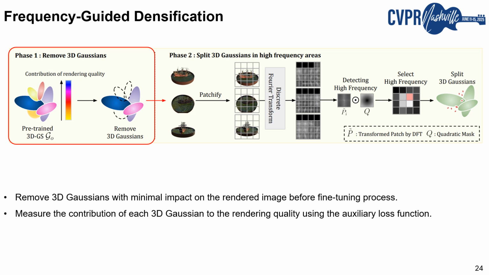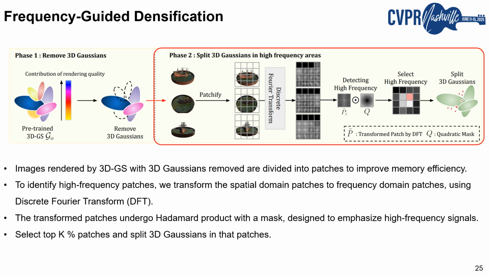In phase 1, we remove 3D Gaussians with minimal impact on the rendered image before the fine-tuning process. The contribution of each 3D Gaussian to the rendering quality is calculated by the auxiliary loss function about pixel color error. In phase 2, 3D-GS, that removed 3D Gaussians, renders images, and these images are divided into patches.